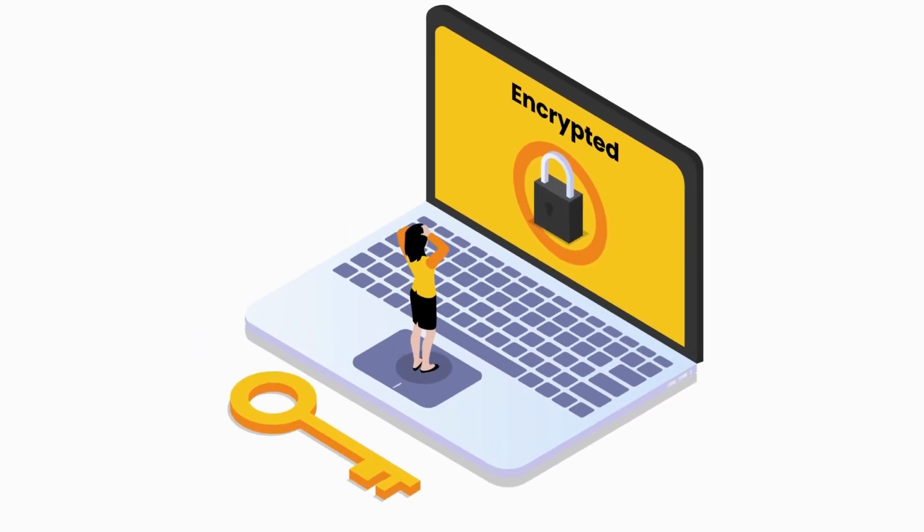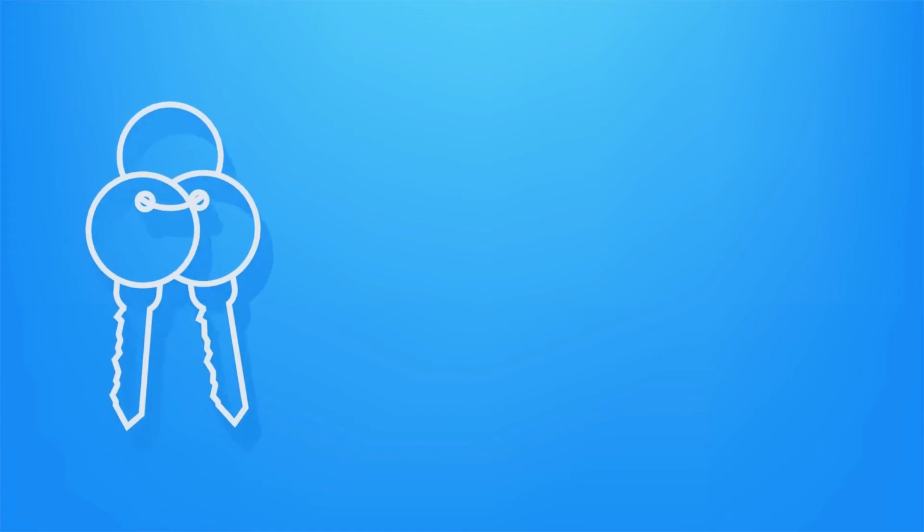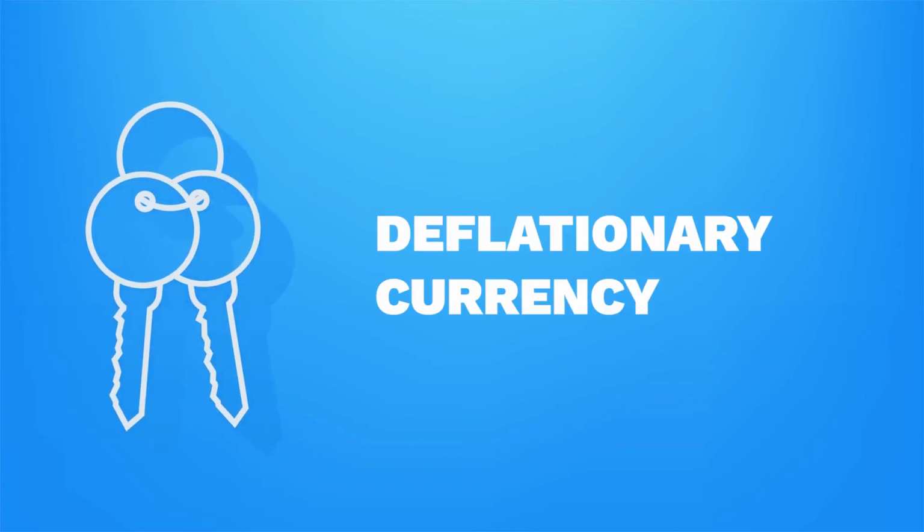All information is encrypted, which is a fancy way of saying only people with private keys can access your message and money. Cryptocurrency can be a deflationary form of currency.